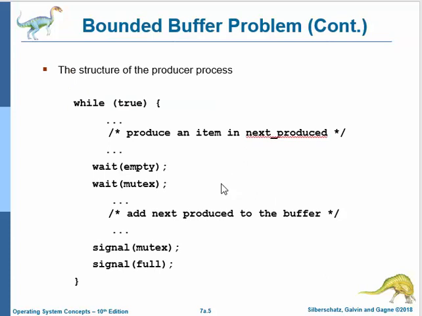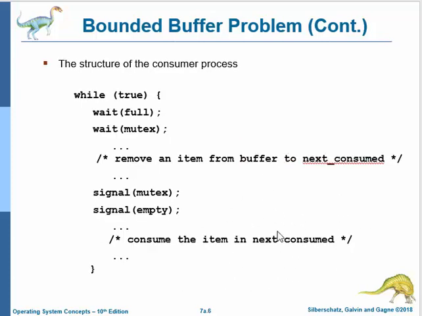So this is the structure of the producer process. Here the code for the consumer process is shown, and we can note the symmetry between the producer and the consumer. We can interpret this code as the producer producing full buffers for the consumer, or as the consumer producing empty buffers for the producer. This one is the structure of the consumer process.